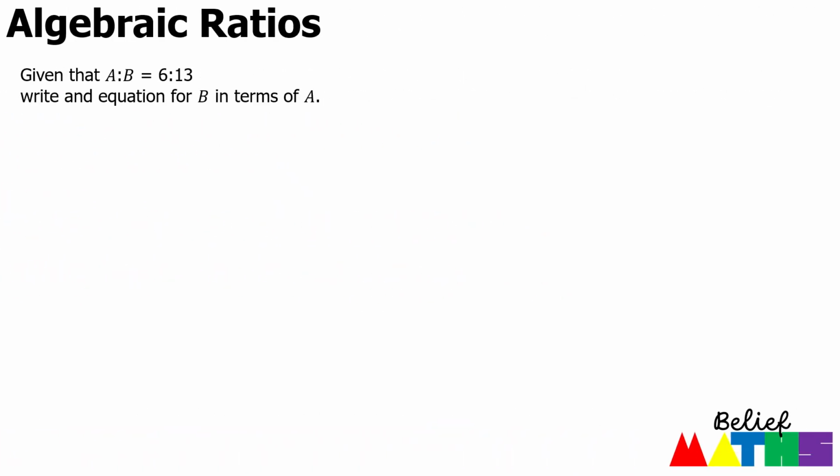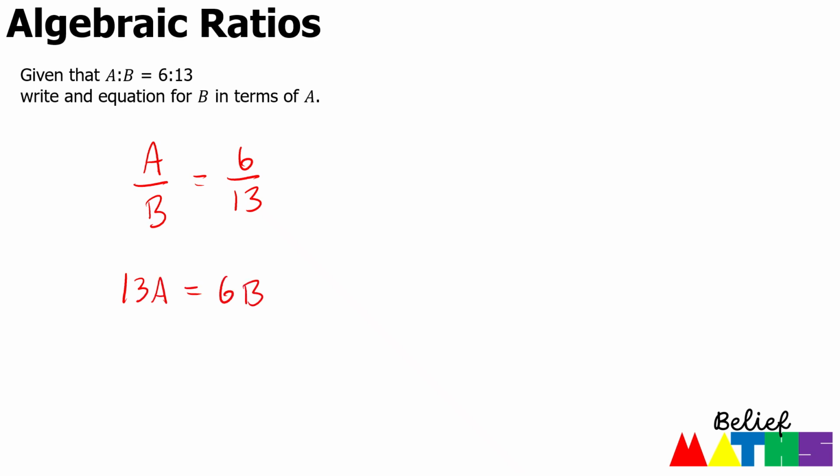Now the next question we'll look at is these algebraic ratios, which can sometimes appear on the paper. If you're given a ratio equal to another ratio, we're going to write that as a fraction first. So A came first, so we'll put A on top over B. And in the second one, 6 comes first, so we'll put that on top over 13. To get our equation, we're going to cross multiply first, which gives us 13A is equal to 6B.